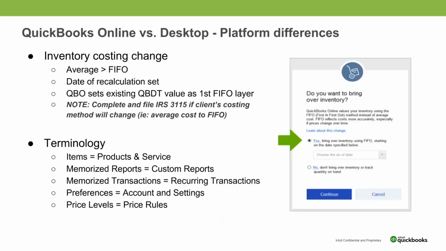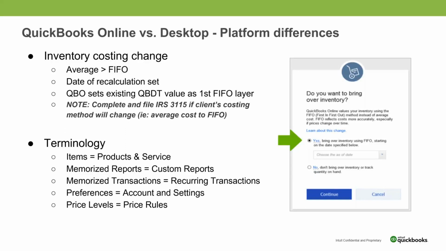Some other things to consider. There are platform differences, and one of the most important ones is if your client has inventory. If they're using inventory in desktop, chances are they are on average costing. So if they're average costing their inventory, it is going to be converted to FIFO should you choose to bring over inventory. So it's a really important thing to consider. The conversion tool will actually capture the weighted average of the existing inventory items in desktop at the moment of the conversion, and you choose a date that you're going to start tracking inventory. Once in QuickBooks Online, the average value will be divided by quantity to determine the value of the first FIFO layer for each of these products. So you need to think about that and decide if that's what you want.